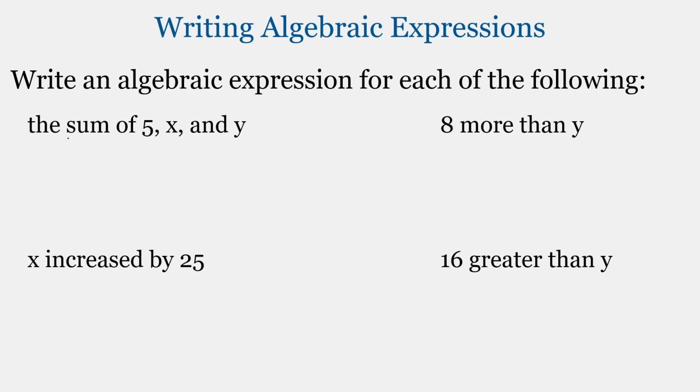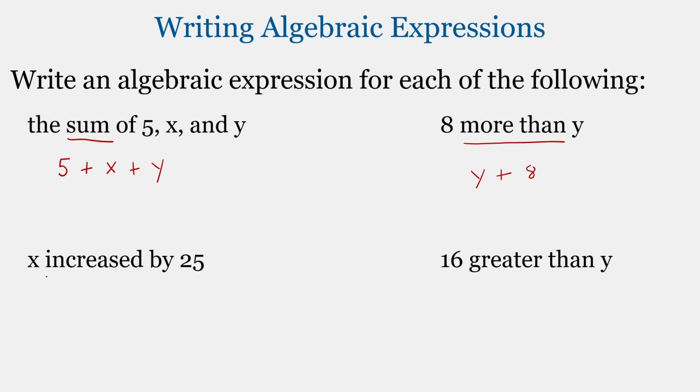For the first problem, we have the sum of 5x and y. So we're going to add these three terms together. So we have 5 plus x plus y. And that is an algebraic expression for the sum of 5x and y. For the second problem, we have 8 more than y. So we have y plus 8. 8 more than y.